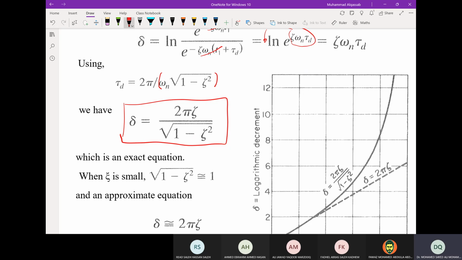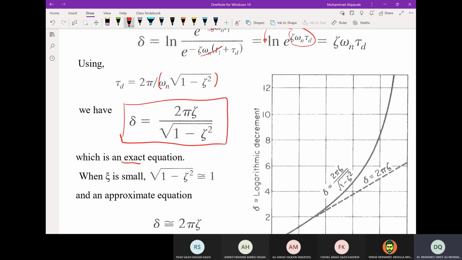So if you take another two successive amplitudes, x2 and x3, you will get the same equation. This is not related to time, as far as the two amplitudes are considered tau d apart. So this will be the same. This is the ratio. This is the logarithmic decrement, which is constant for a given system. This is called the exact equation.